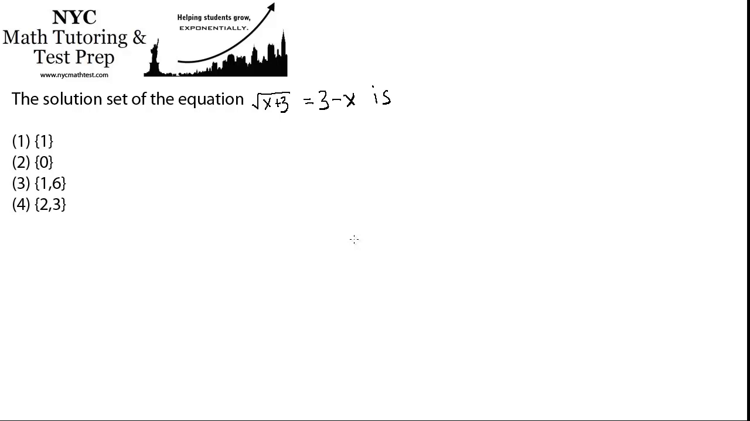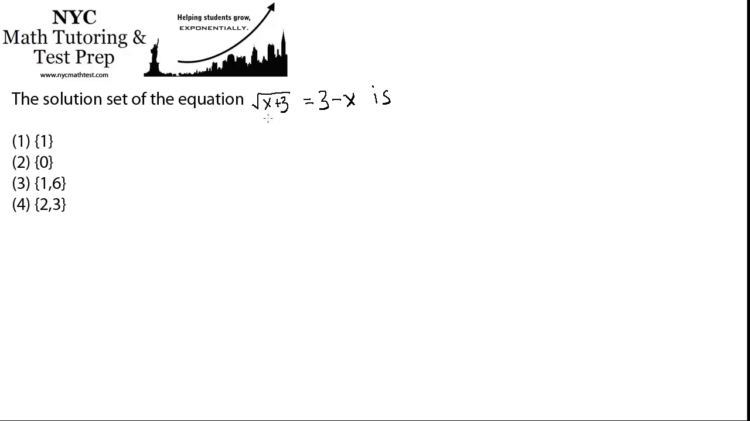In this problem we're being asked to find the solution set to the equation square root of x plus 3 equal to 3 minus x. So solution set just means all of the possible values of x that will make that equation true. So how do we solve?